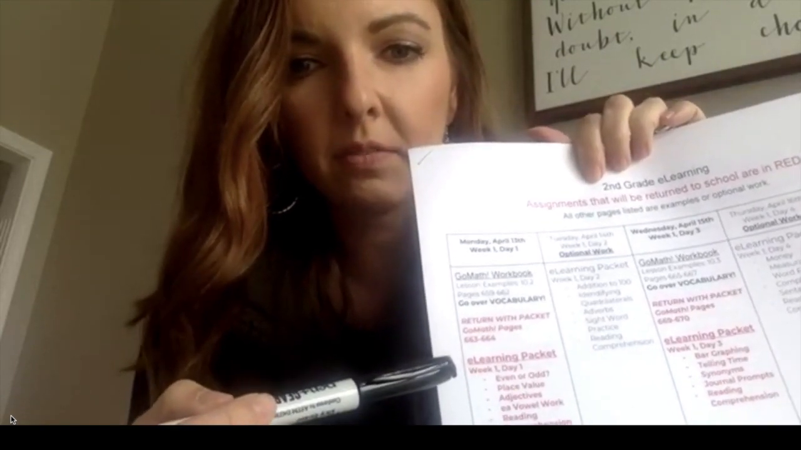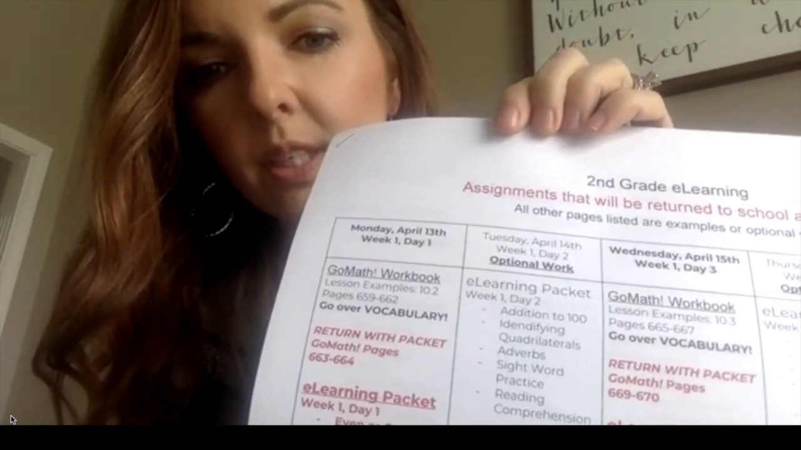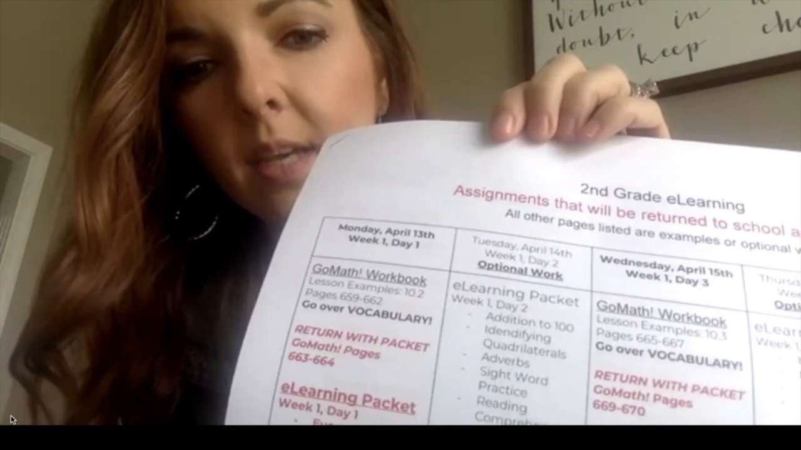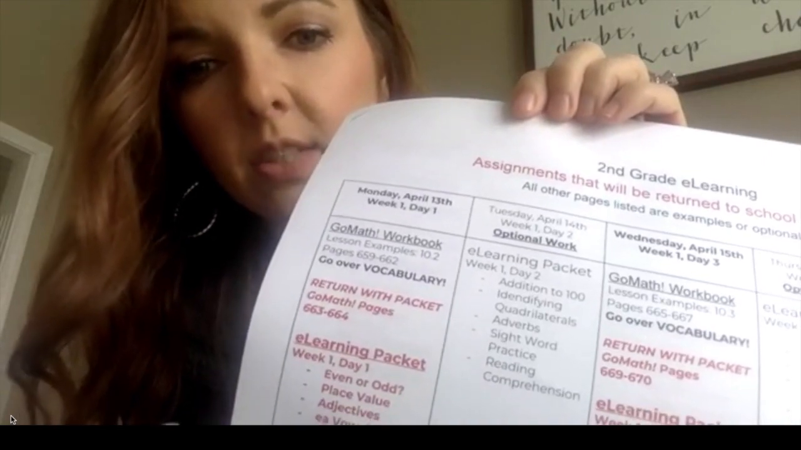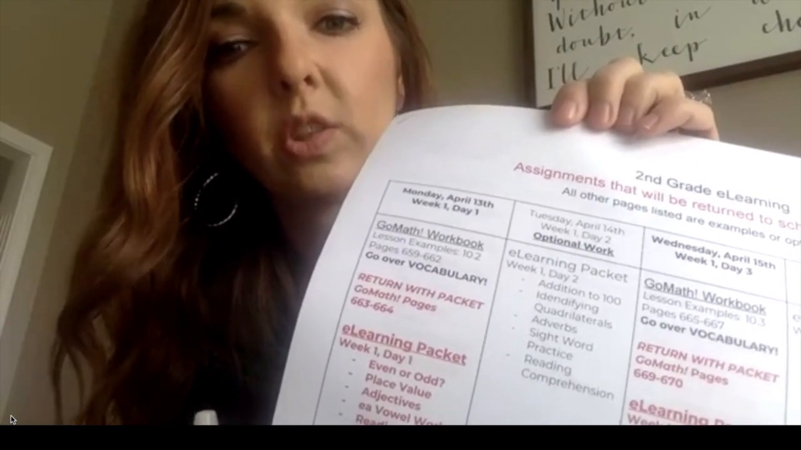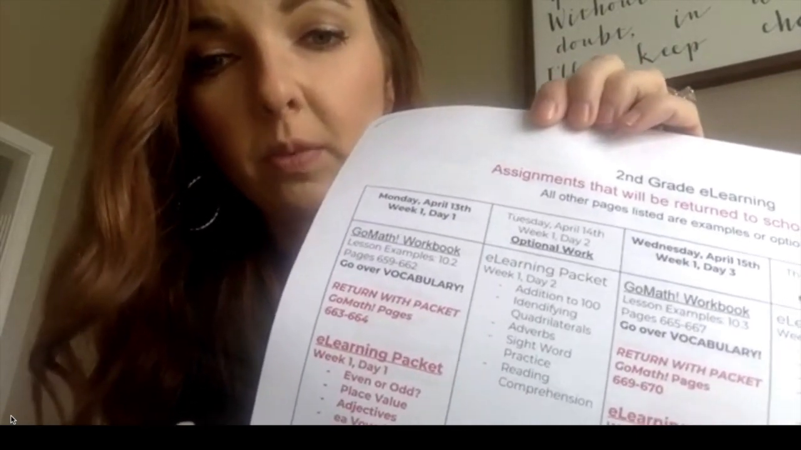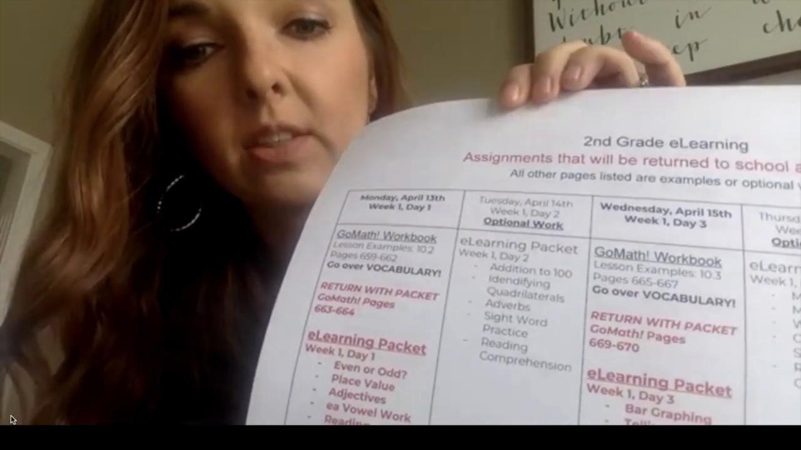Every Monday, Wednesday, and Friday, you are going to have a Go Math assignment. And if you see right there in big bold letters, it says make sure you are going over your vocabulary words. Sorry, that's kind of hard to see. Your lesson example is 10.2, and those pages are page 659 to 662. You do not have to do those pages. Those pages are just optional, and those are examples where if you want to work through those pages with your family to get a better understanding of the lesson, that is just an option.